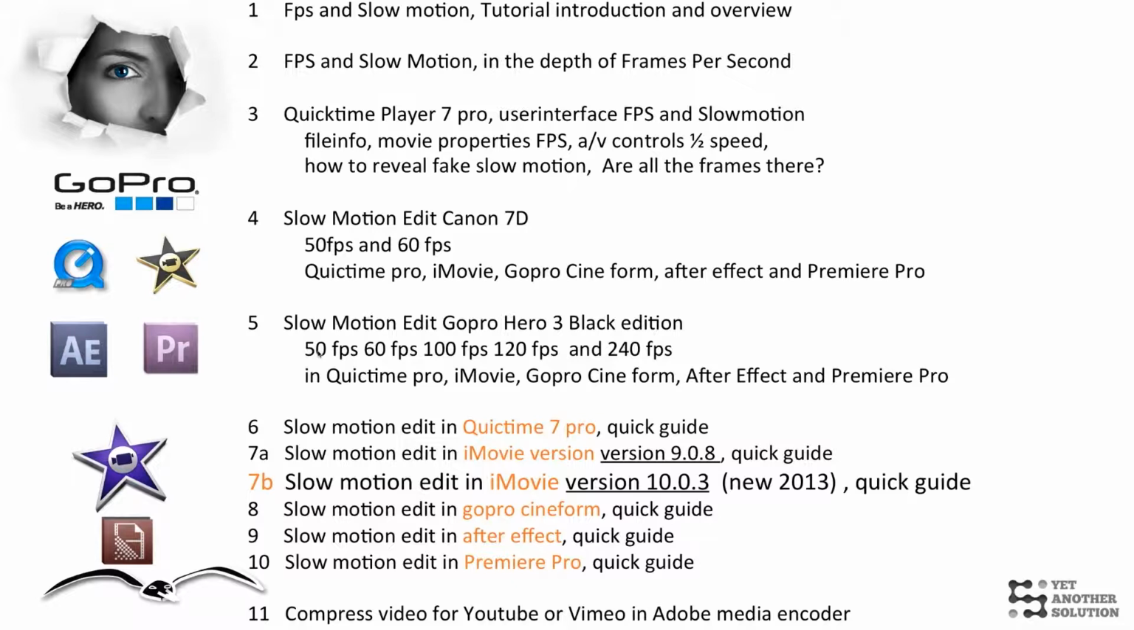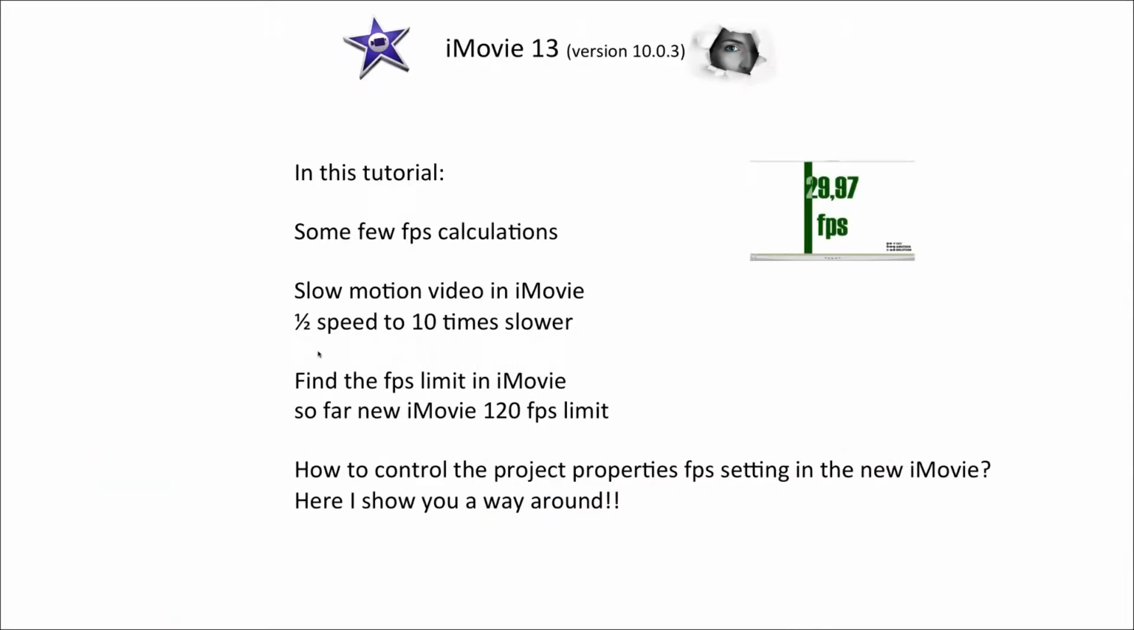So this is called a quick guide, but to be honest it's a little bit longer than a quick guide, because there are some really interesting new things we have to cover in this tutorial. So here is the overview of the tutorial. There are a few frames per second calculations that I'm going to show you. We are going to slow down some video in iMovie, to half speed and even up to 10 times slower, and we are going to find out the frames per second limit in iMovie.